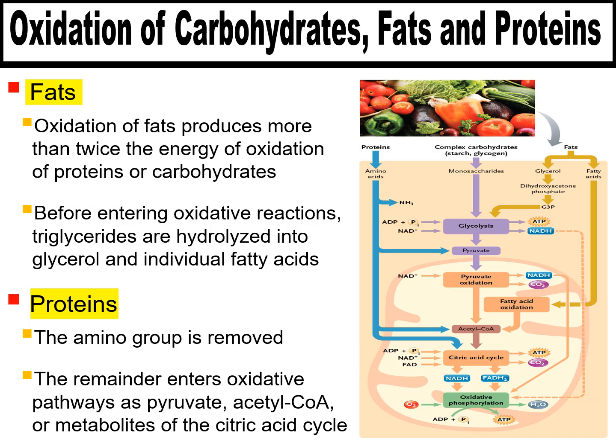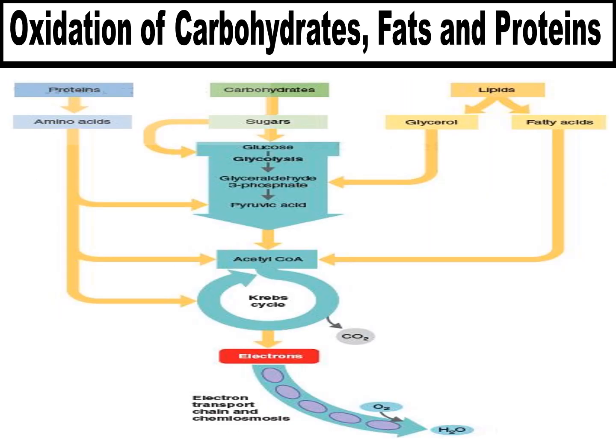At this point, you should understand that ATP is very, very important in order for living organisms to survive and thrive on Earth. This image displays the major pathways that oxidize, or break down, carbohydrates, fats, and proteins.